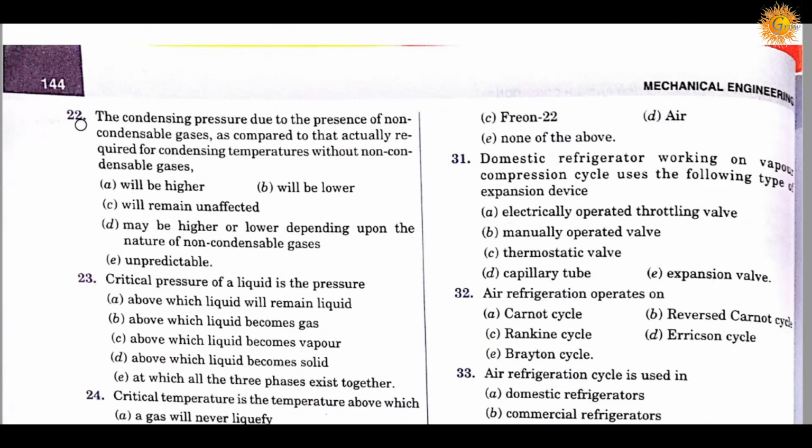Question number 22. The condensing pressure due to the presence of non-condensable gases, as compared to the actual required for condensing temperatures without non-condensable gases. Option A, will be higher. Option B, will be lower. Option C, will remain unaffected. Option D, may be higher or lower depending upon nature of non-condensable gases. Option E, is unpredictable. So the correct answer is A, will be higher.